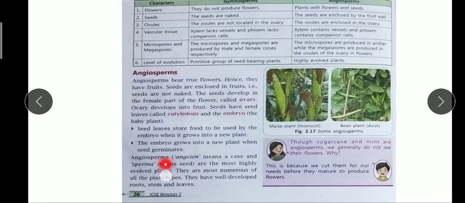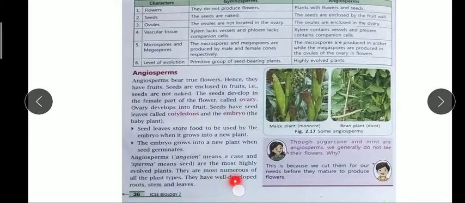Now, angiosperm: what is the meaning of this term? Angion means a case or a cover, and sperma means seed. They are the most highly evolved plants. They have proper, true plant structures.